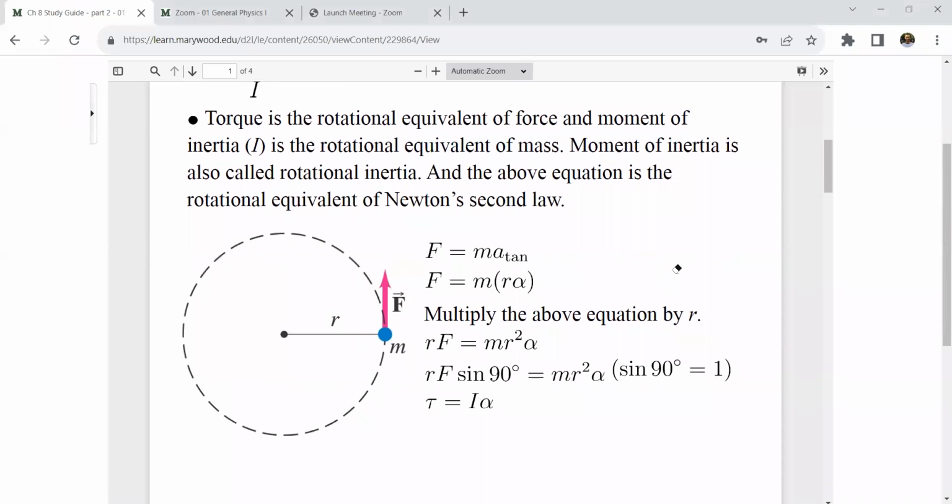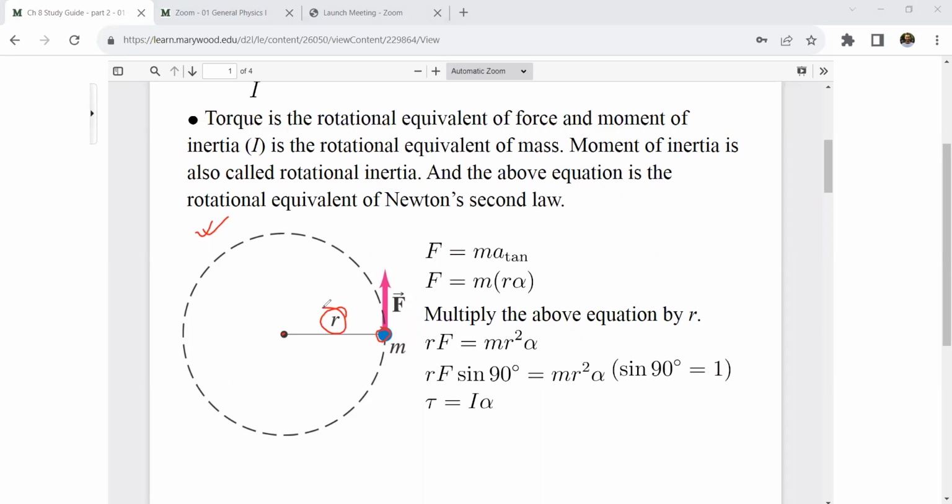Now, to determine the mathematical definition of moment of inertia, let's consider this diagram. This diagram tells us that we have an object of mass m, and it is rotating about this axis and traveling in this circular path. The radius of the circular path is r.